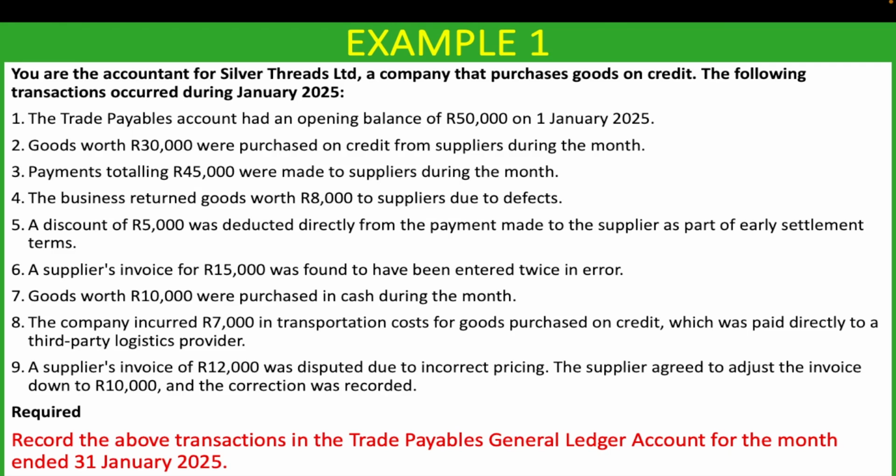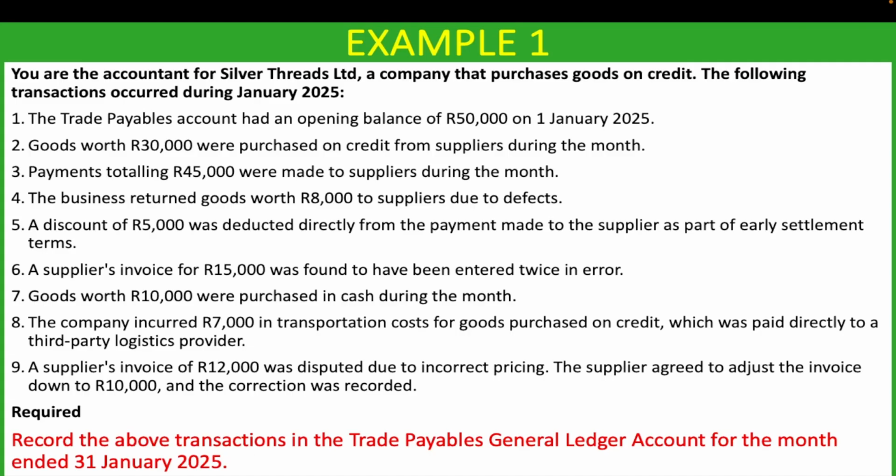So let's have a look at this question here. First thing we're going to do is to read what the required is, and it's at the bottom here in red. Record the above transactions in the trade payables general ledger account for the month ended 31 January 2025. And so we know that we are doing it for the month of January 2025.